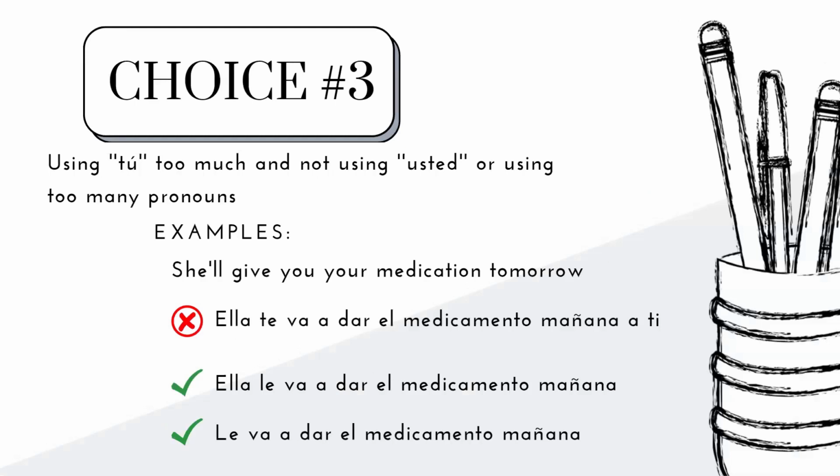Choice number 3, using tú too much and not using usted or using too many pronouns. This is a lot here, so let's unpack this, right? So here we have this sentence. "She'll give you your medication tomorrow." Here we have, "ella te va a dar el medicamento mañana a ti."